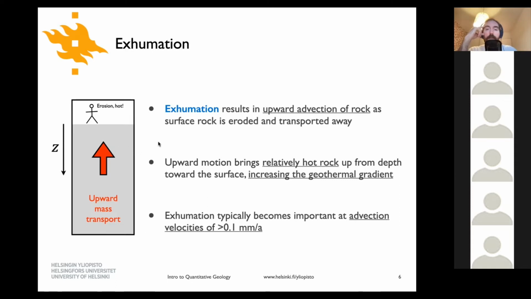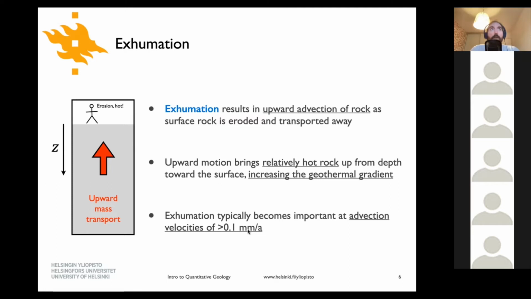That's essentially how things are working, and that will do things like increase the geothermal gradient as one example. In terms of the rates at which this process becomes important, it's usually for velocities of greater than 0.1 millimeters per year. This is the same thing as 0.1 kilometers per million years. So just to give you a reference there, it'd be about 100 meters per million years. If there's more than that amount of exhumation, then you would expect that the advection process is going to be heating up the rocks in the crust, and that will then have an impact on your crustal temperatures.